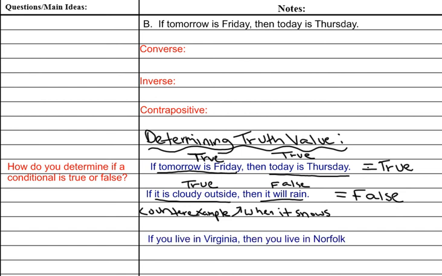Okay, so I would like for you to finish up this last example. If you live in Virginia, then you live in Norfolk. We know the hypothesis is true. Whatever they give you as the hypothesis is true. But now tell me, is the conclusion true or false? If it's false, provide a counterexample.